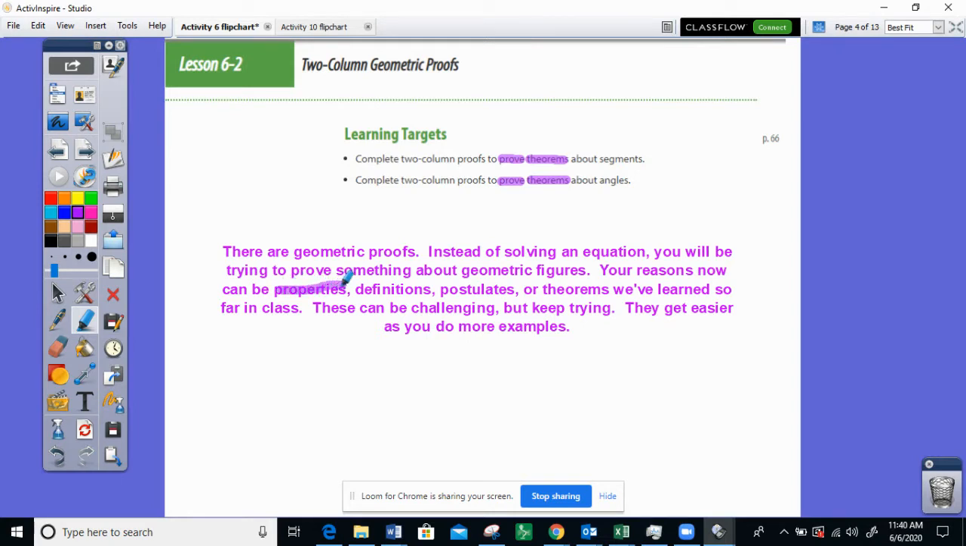The reasons that we'll know that the statements that we're making are true are either going to be properties, definitions, postulates, or theorems. And so we're going to look at some examples and then step it up to where we're doing some fill-in-the-blank proofs. And then by the end of this activity, we'll be doing two-column proofs where we just do the whole proof ourselves.